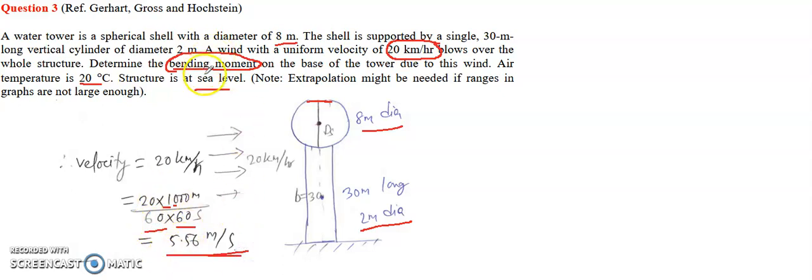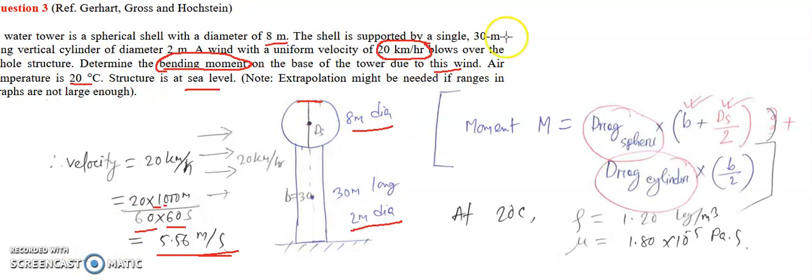That's easy. But now we need to calculate the moment, and you know how to calculate the moment. The moment is the force times the distance, and this is the formula we know. We need to calculate the bending moment on the base of the tower due to the wind. So what will be the formula for the bending moment? The bending moment is the distance and the force. So what force will act? This is the question at first.